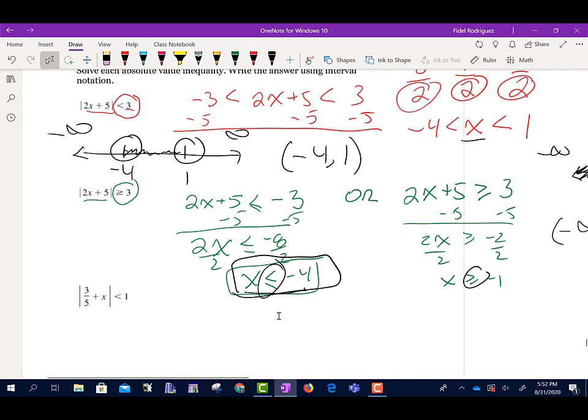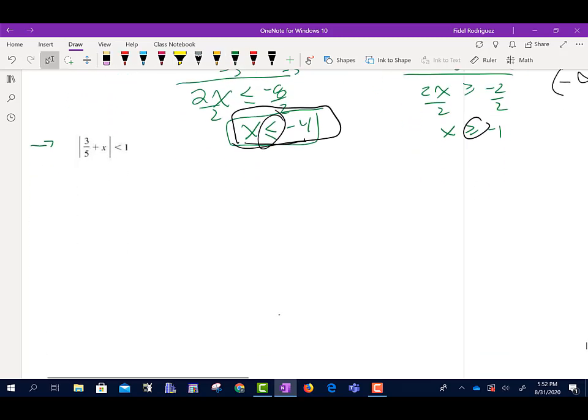Okay, so now when I get to the third problem, I want you to look at it and ask, would I compare that more to the first one I did or the second one? And I would say, oh, that's more like the first one because look at the inequality. Okay. So I'm going to go negative 1 is less than 3/5 plus x, which is less than 1. So negative 1 is less than 3/5 plus x is less than 1.